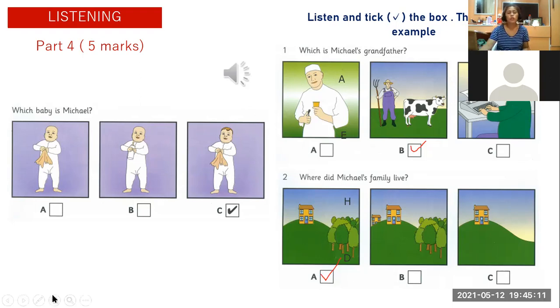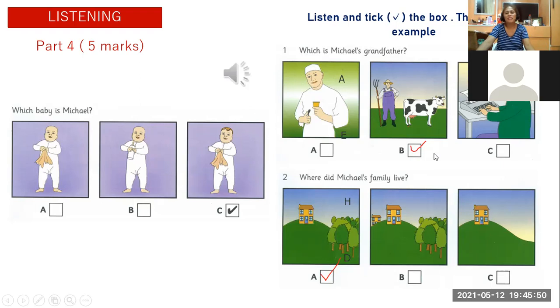Okay, so which baby is Michael? It's letter C. Now, which is Michael's grandfather? Letter B, the one who... What is the grandfather doing, Lily? The grandfather is? The grandfather is what? What do you think the grandfather is? The grandfather is a farmer. Okay, the grandfather is a farmer who took care of the cow. He gets milk from the cow.